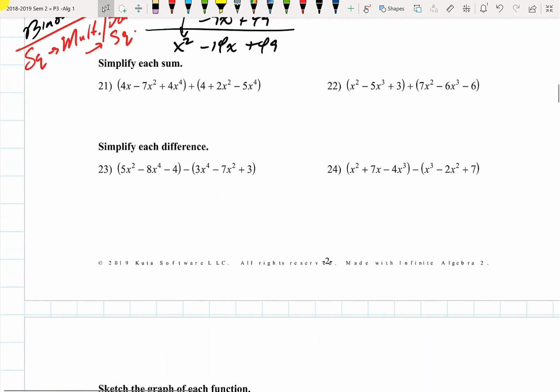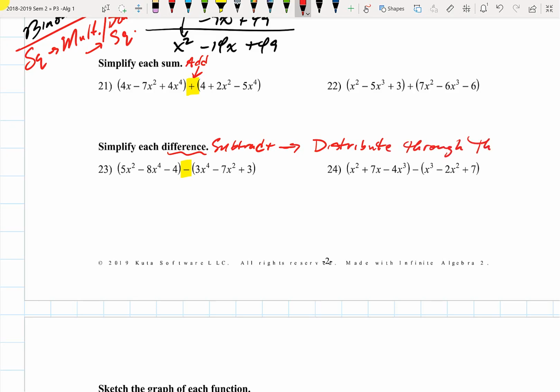Okay, number 21 and 22. 21 is addition, and then you can do 22, and then I'll do 21 and 23, and 23 is subtraction. So when it says find the sum, you add. When it says find the difference, you subtract. And when you subtract, you distribute through the negative. So the subtraction's a little more involved. The most common mistake is that people don't distribute through the negative. So I'll do one of them. So regroup like terms. Step one. Step two, simplify.